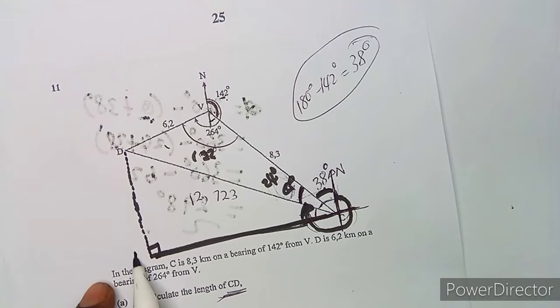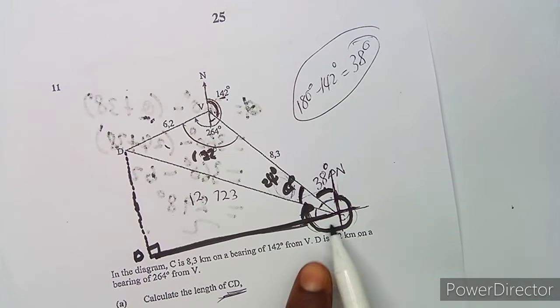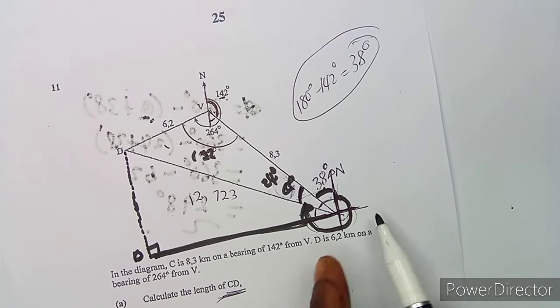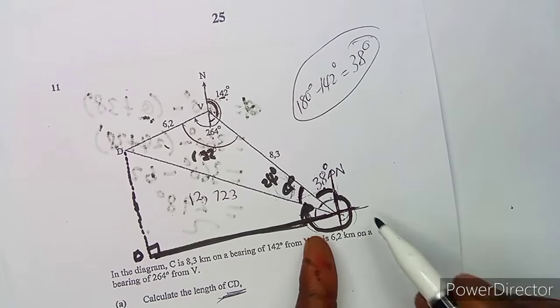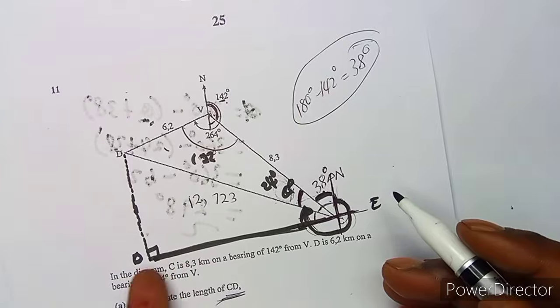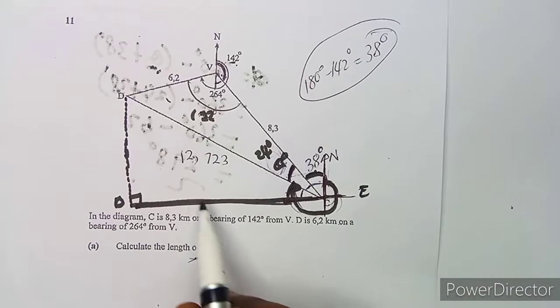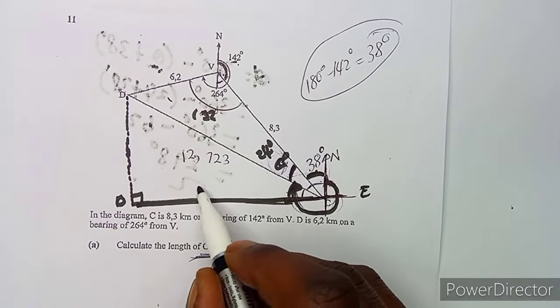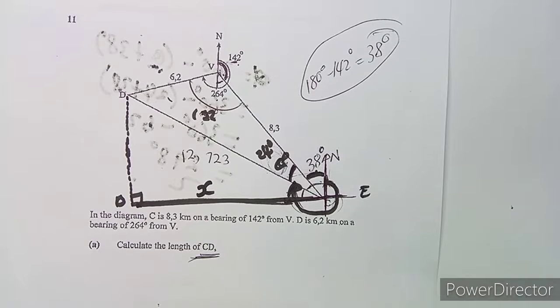So at this point here, if you are talking of D, D is west of what? Of C, because this is your C here. And from your C, this is east and this is west. As you can see, D is to the west of C. So this is the distance that you want to calculate. So you can just call this distance X. All right. So how can I calculate this distance?